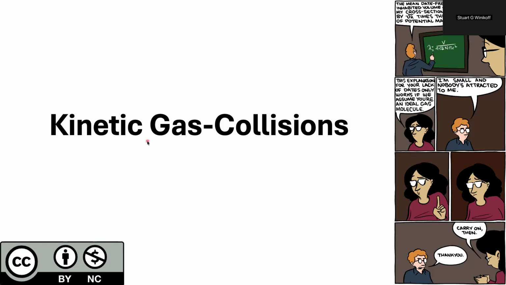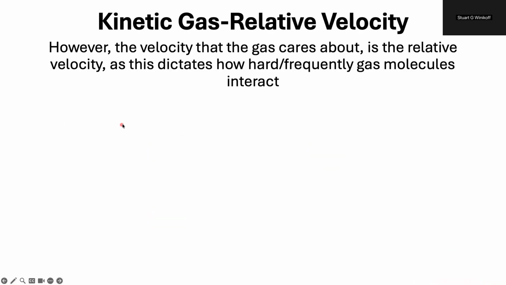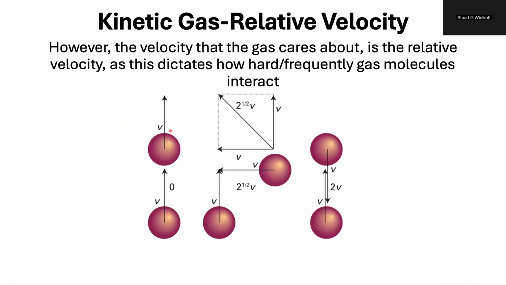So last time, we were able to figure out the velocity of gases and how they were hitting a wall. But the problem is when I'm actually working with gases, what I often much more care about is how the gases will hit each other. So what's going to be the relative velocity of two gas molecules to each other? As this is going to dictate both how hard they hit, but also how frequently they interact. So the problem is that there's a whole realm of ways that they can interact.